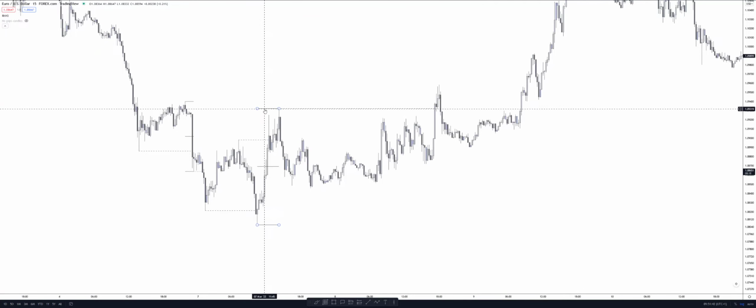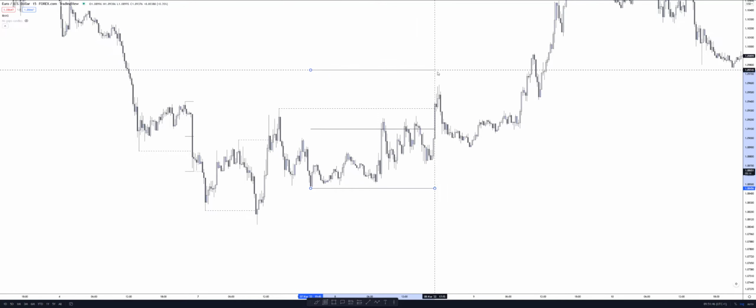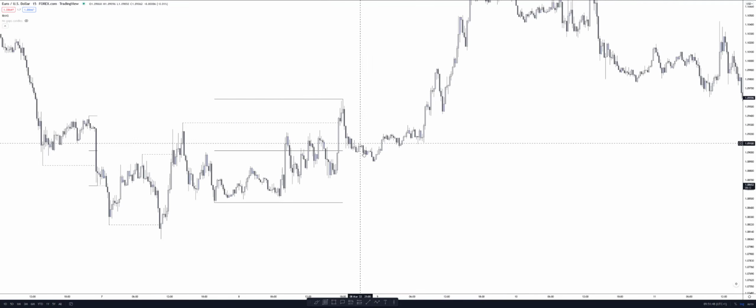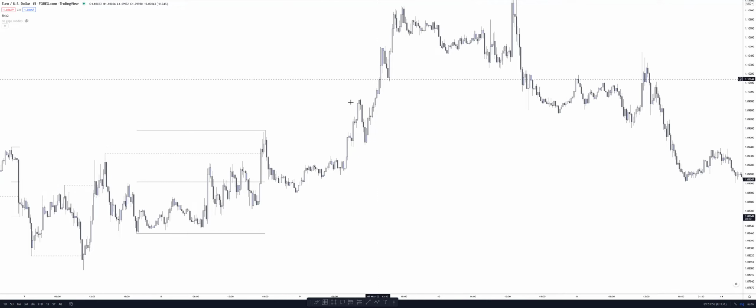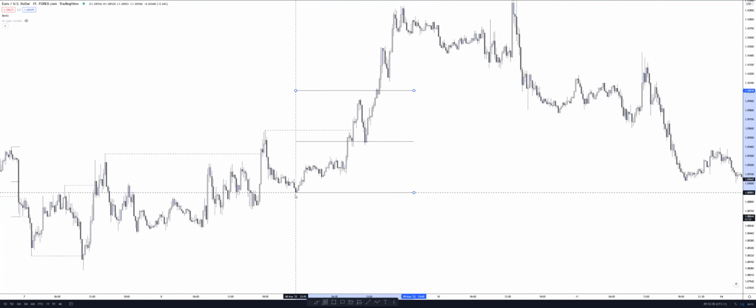So major structure is clean and available there, and here again we mitigated to the discount before breaking up. So again, that's a major structural break. And continuing on, we have a new swing low down here and a new swing high up here.